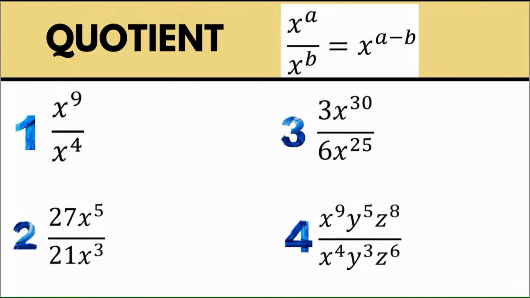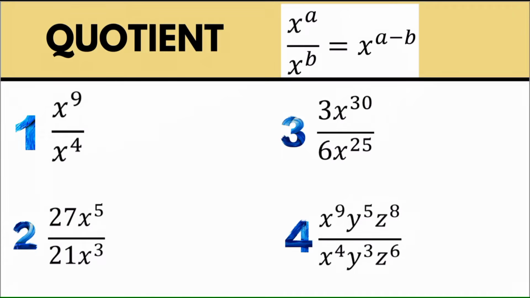The quotient rule says if you are dividing x raised to the power of a divided by x to the power of b, that is equivalent to x raised to the power of a minus b. Essentially, this is saying we just need to subtract the exponents. You divide the coefficients, subtract the exponents. Let's look at number 1.